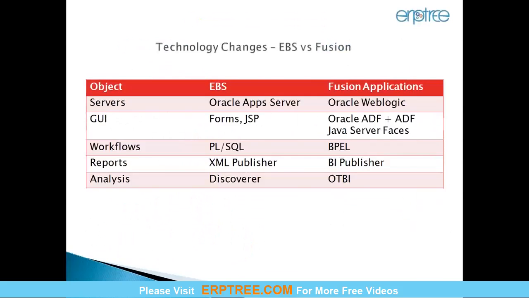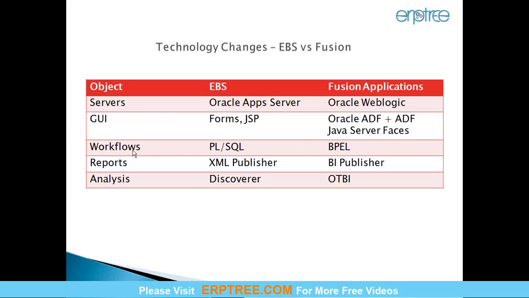So I'll mention a few points here, the technology changes compared to EBS. When you talk about servers in Oracle, we know we use Oracle App Server, basically what we call Apache Server, right? Now in Fusion, that's nothing but WebLogic Server. For the graphical user interface, the GUI, in EBS we have Forms and JSP pages, Java Server Pages. But in Fusion applications, it's all about ADF pages.